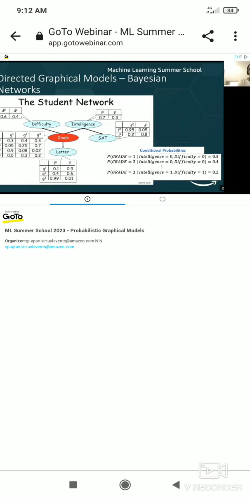So finally, we look at the node associated with the grade, right? Like I had mentioned earlier, the grade has three different levels, 1, 2, and 3, with 1 signifying a good grade, 2 signifying a medium grade, and 3 signifying a poor grade.